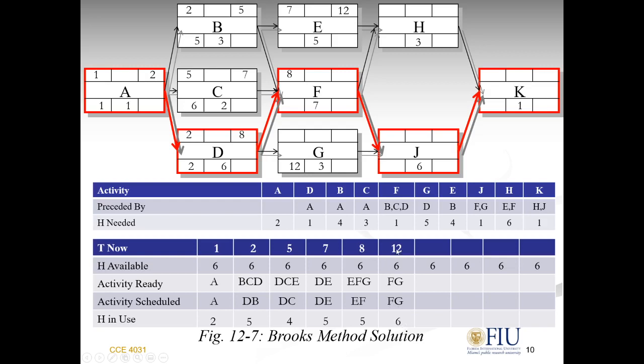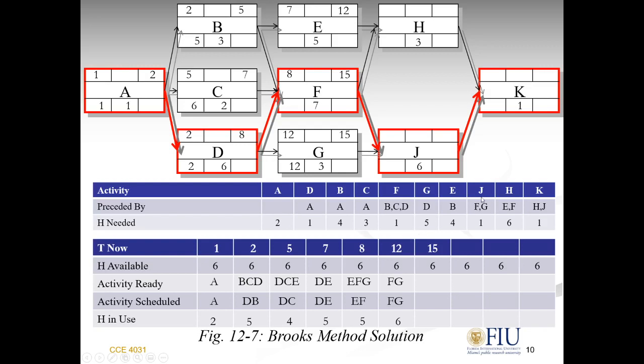I will give F to start on 12, but it already has 8. G will start on 12 then. 12 plus 3 is 15. 8 plus 7 is 15, so T now will be 15. Is F complete on day 15? Yes. Is G complete on day 15? Yes. So I have F and G complete.